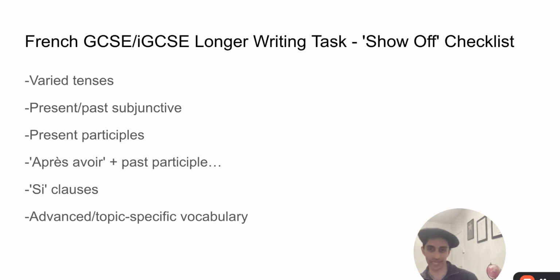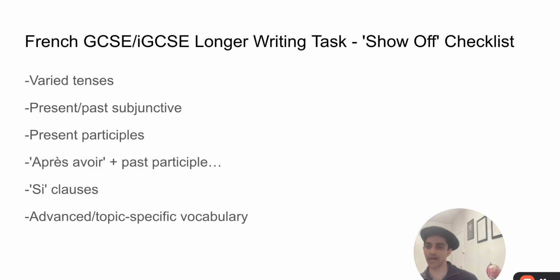So these include varied tenses. Try and vary them as much as you can realistically without making errors, of course. The present or past subjunctive, those particularly tend to impress the examiners, I think, arguably more than any other structure. But there are various ones that can be impressive. Present participles. So in French, these end in ANT. Present participles, if you've learned them, absolutely try and throw a few of those into your longer writing task. These are harder verb forms, which definitely not every student will learn either. So they can boost your marks too.